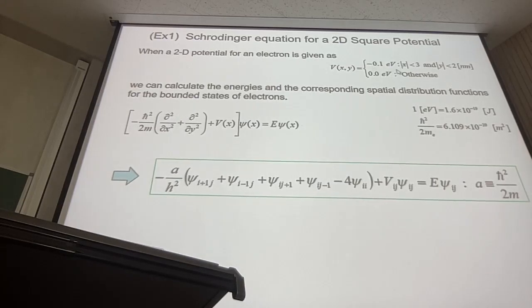this is an example when the two-dimensional potential is given like this. If x is less than 3 nanometer, the potential is minus 0.1 electron volt. And when y is less than 2 nanometer, it is like this, and otherwise it is 0 electron volt. Then the Schrödinger equation is given like this. This is the del operator. Del square is given like this.